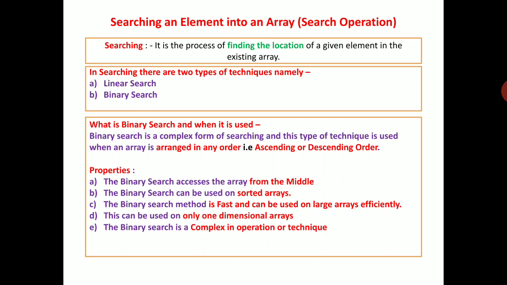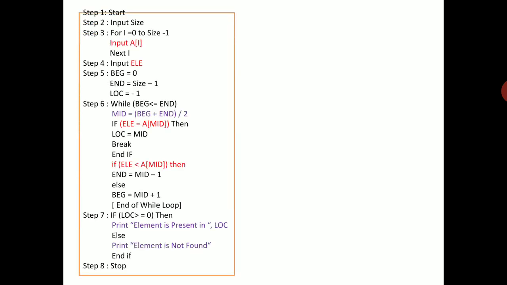Fine, we will see its fifth property. The binary search is complex in operation or technique. It is not as simple as linear search. As I already mentioned, linear search is a simple technique, easy to implement, but it is a time consuming and tedious process in larger arrays. Whereas binary search is complex in operation, but it is going to be an efficient process on larger arrays. Okay, let us go for its algorithm. We will see in the next slide what its algorithm is.